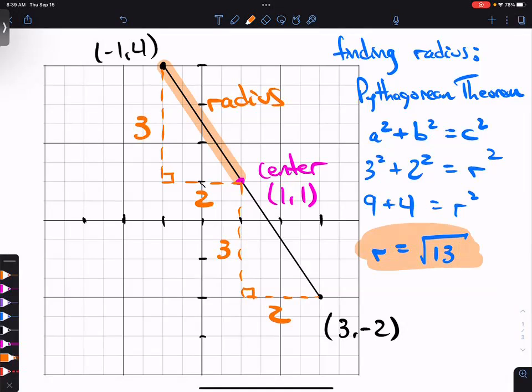Square root of 13 is 3 point something. Hopefully you can imagine how, if this is 3, then that's got to be a little bit longer, right? You can kind of see visually how that would work.